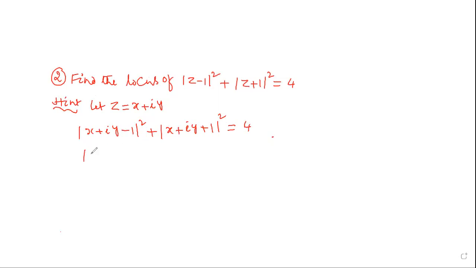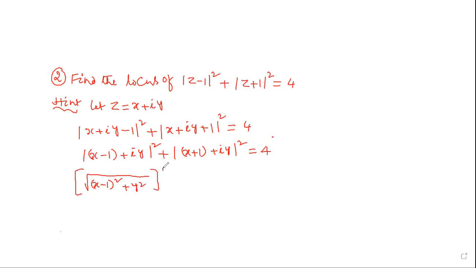So |x - 1 + iy|² + |x + 1 + iy|² = 4. Modulus means the square root of the real part squared plus the imaginary part squared. Already we have the square here, and here also, so the square root will be cancelled.